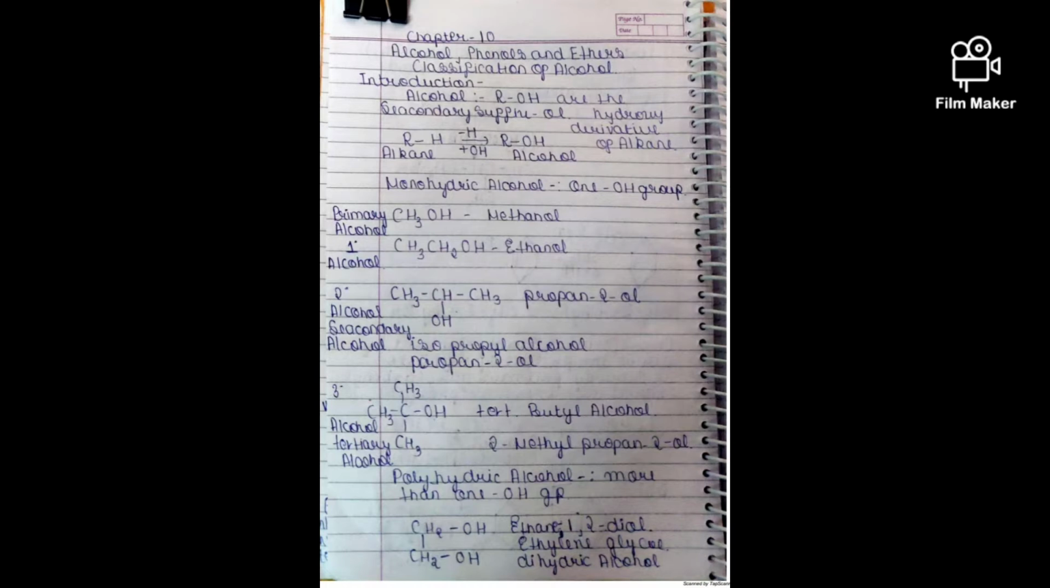In monohydric alcohol we have only one OH group. In dihydric alcohol we have two OH group. In trihydric we have three. Dihydric alcohol and trihydric alcohol are classified under the category of polyhydric alcohol because they have more than one OH group. Let us start with monohydric alcohol. In monohydric alcohol we have some examples here. Methanol is an example of monohydric alcohol.